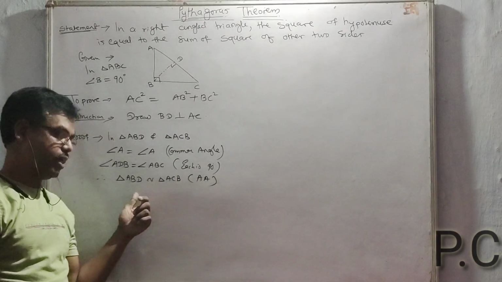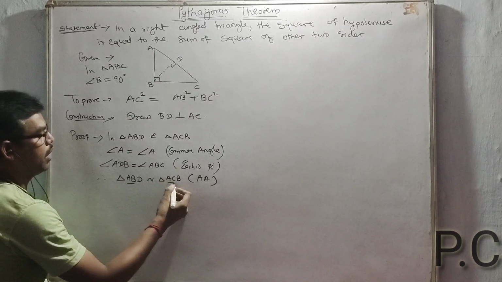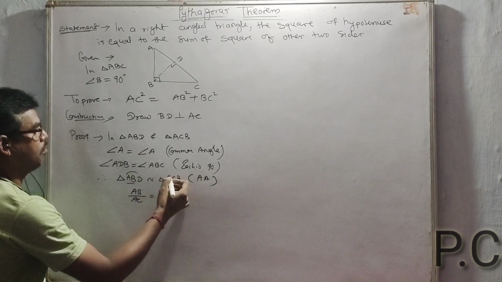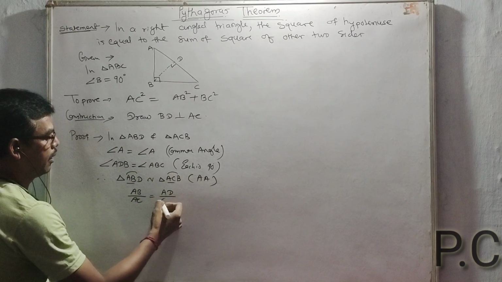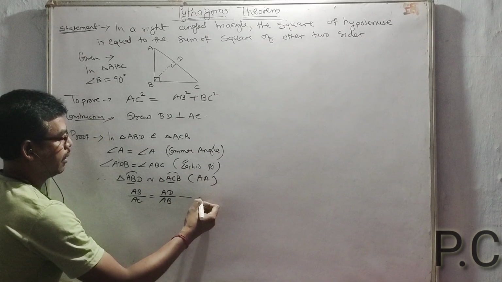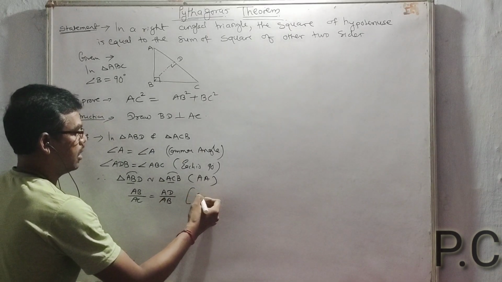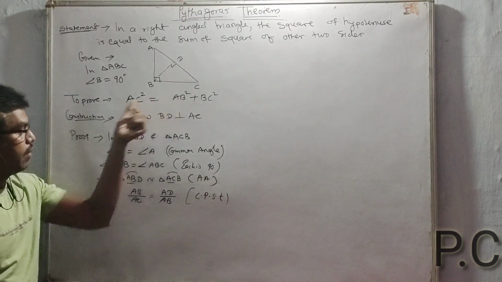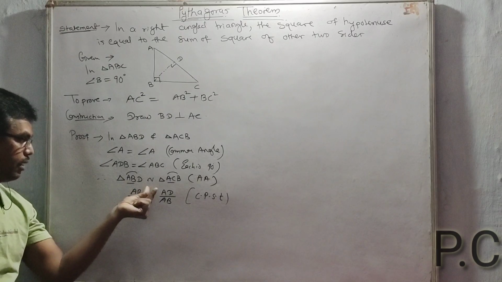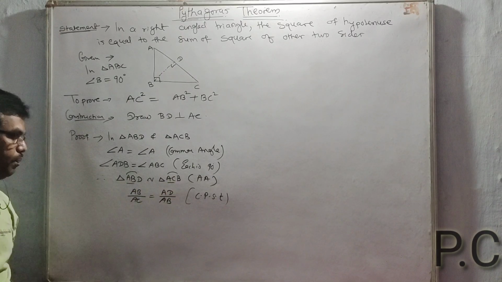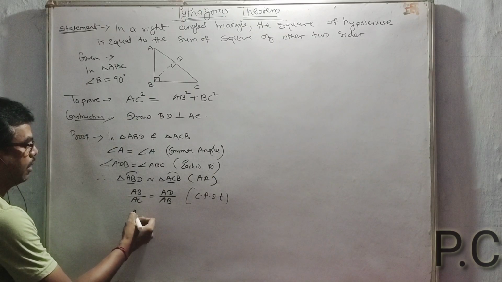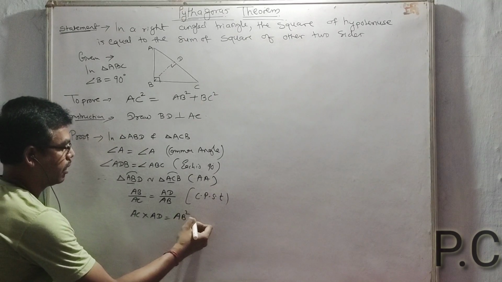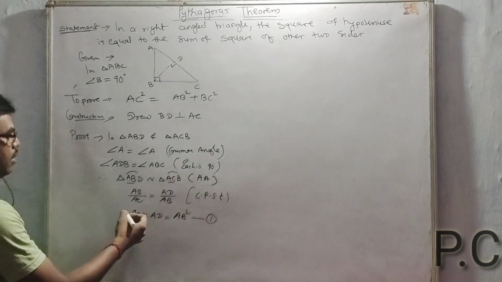Now we take here the ratios, that is AB upon AC and AD upon AB. What is the reason? Corresponding parts of similar triangles. रेशियो हमको ऐसे लेना है ताकि ये स्क्वायर आ जाए. AB upon AC and AD upon AB. Now cross multiplying, AC multiplied by AD equals AB into AB, AB square. This is statement 1.